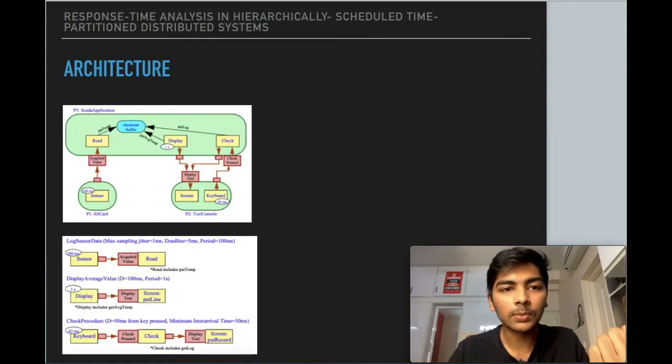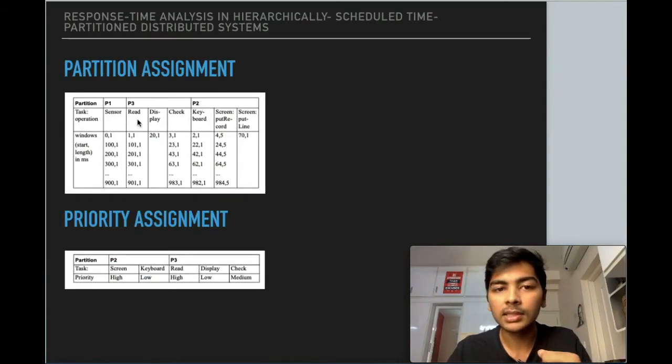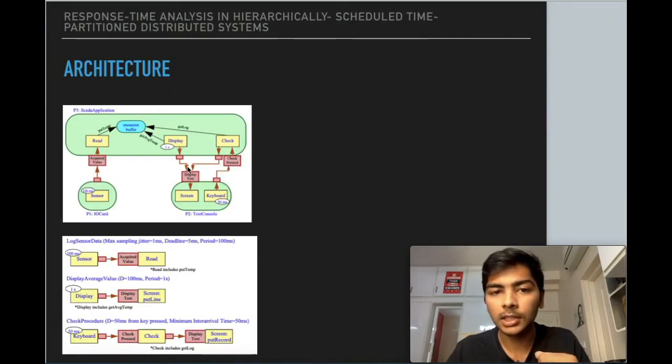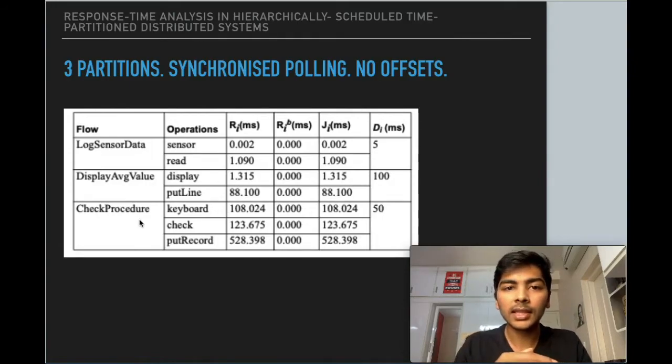My colleagues would have explained the partitions and all the functions and what they do. Sensors, read, display are all present in the architecture in this diagram. There are multiple cases which you can analyze, but to save time I've put only one simple case for this. There are three partitions. In this case it's a synchronized polling and there are no offsets at all. What you can see from this is that we are able to guarantee the maximum sampling jitter requirement for this particular sensor task.